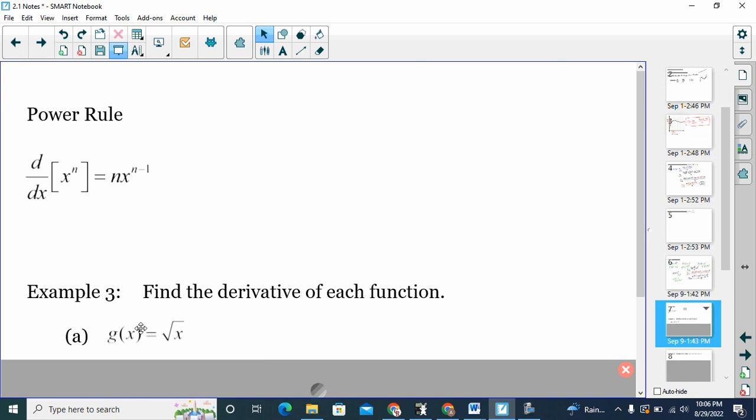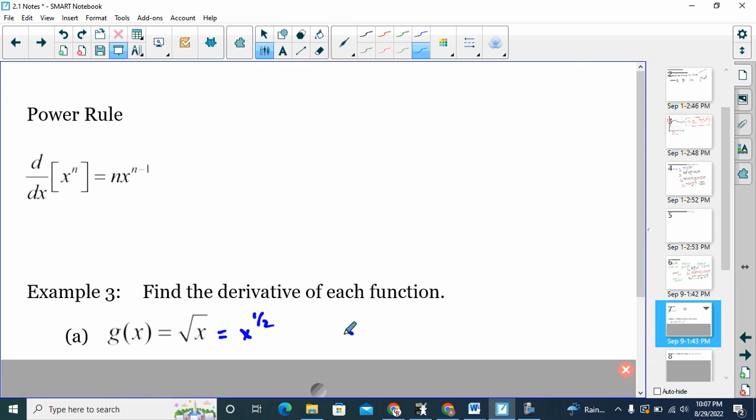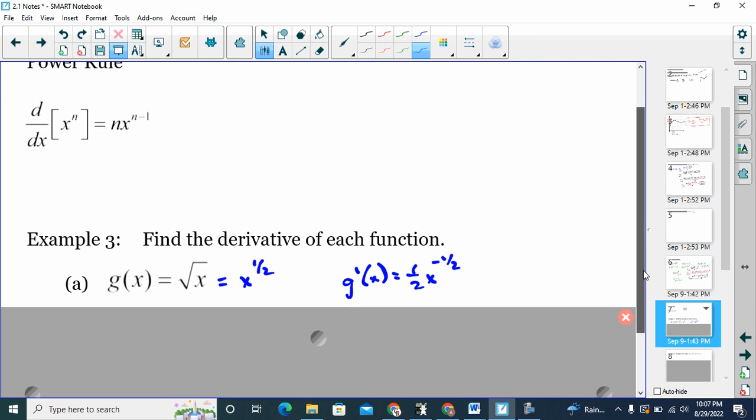Example 3, I think it's actually example 2. We skipped example 2. It asks us to find the derivative of each function. g of x equals square root of x, which does not look like a power, but if you recall, square root is the same thing as the 1/2 power. So we should be able to use that power rule. Exponent goes out front. Subtract 1 from the exponent. 1/2 minus 1 is negative 1/2. And you can leave it like that. It's fine to have negative exponents in your derivative.